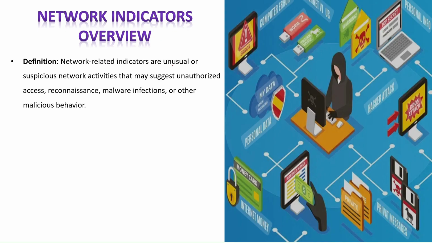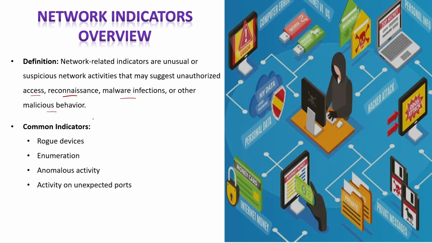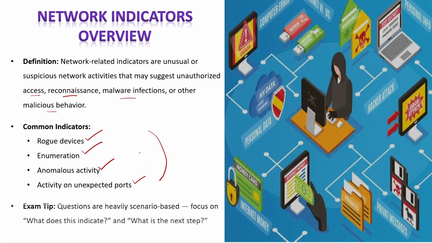Network-related indicators are unusual or suspicious network activities that may suggest unauthorized access, reconnaissance, malware infection, or other malicious behavior. Anything out of the ordinary on the network may indicate malicious behavior. Some common indicators include rogue devices, enumeration, anomalous activity, and activity on unexpected ports. We will discuss each of these one by one.